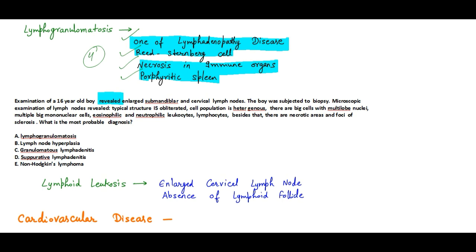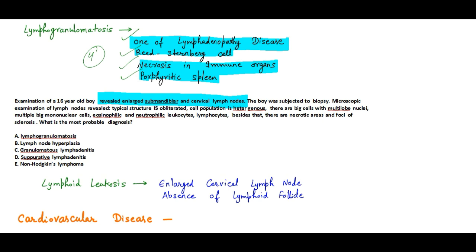I hope you can also see the enlarged cervical lymph nodes. The boy was subjected to a biopsy, and microscopic examination of the lymph node revealed a typical structure, with a heterogeneous blood cell population. There are big cells with multi-lobed nuclei, multiple big monos, and eosinophilic and neutrophilic leukocytosis.